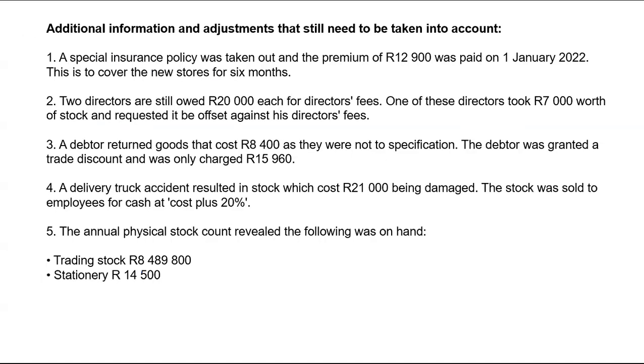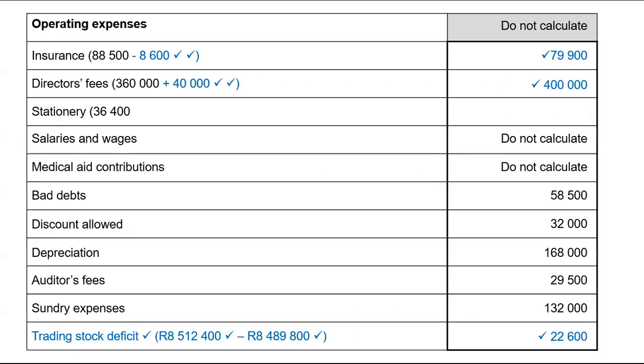Then they say stationery amounted to 14,500. All I'm going to do is to check how much I've got as stationery in my trial balance, which has already been recorded, by the way, in the statement of profit or loss. And according to the statement of profit or loss, stationery is sitting at 36,400. I need to reduce it by stationery that was not used. Guys, read carefully. You subtract what was not used, and then you get what was used, which is 21,900.